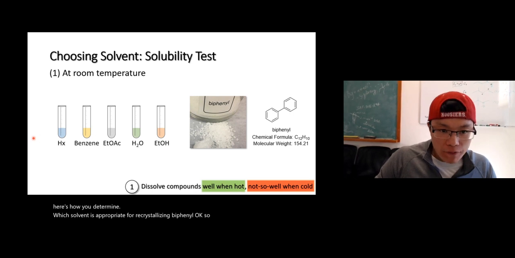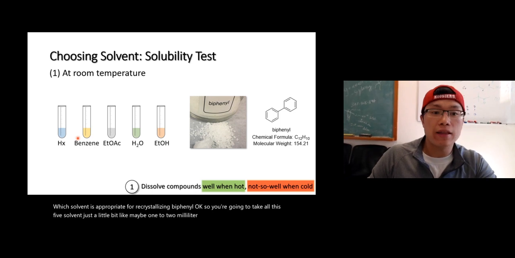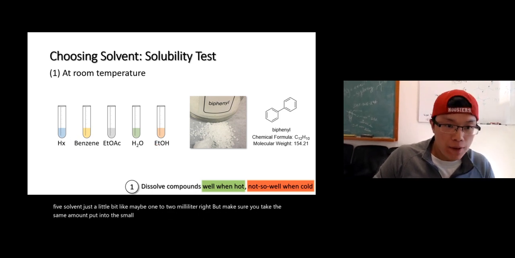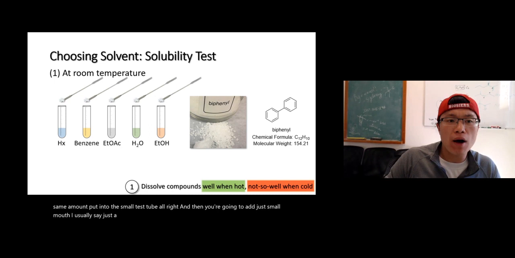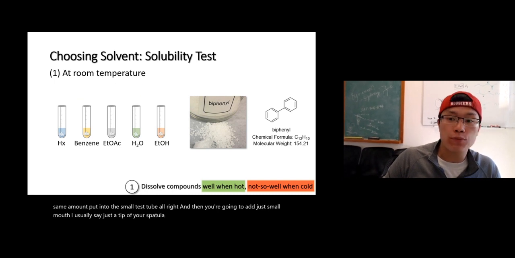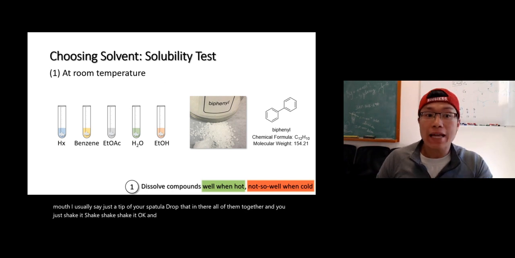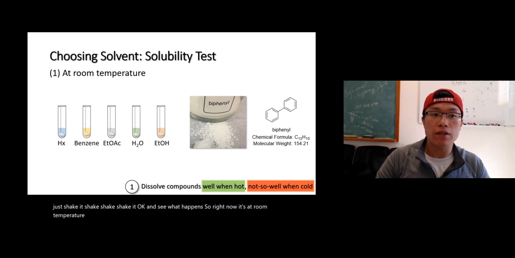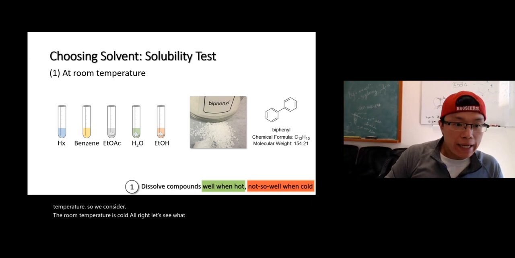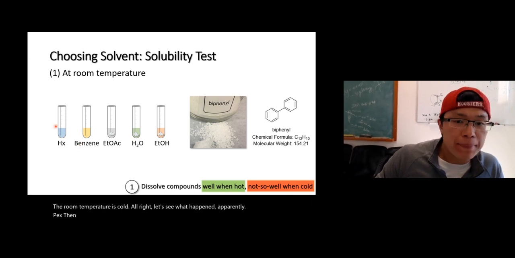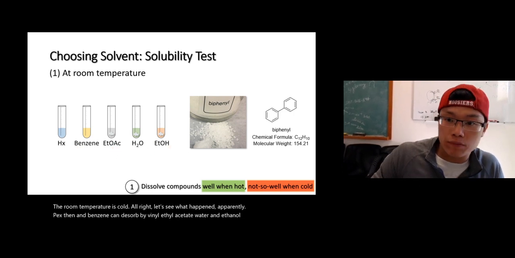You're gonna take all these five solvents, just a little bit, maybe 1 to 2 milliliters, but make sure you take the same amount. Put them into small test tubes. And then you're gonna add a small amount of biphenyl. I usually say just a tip of your spatula. Drop that in there, shake it, and see what happens. Right now it's at room temperature, so we consider the room temperature cold. Apparently, hexane and benzene can dissolve biphenyl. Ethyl acetate, water, and ethanol cannot dissolve biphenyl at room temperature.